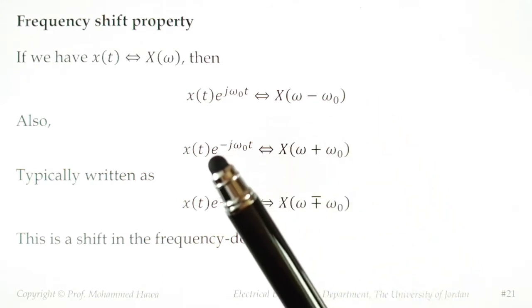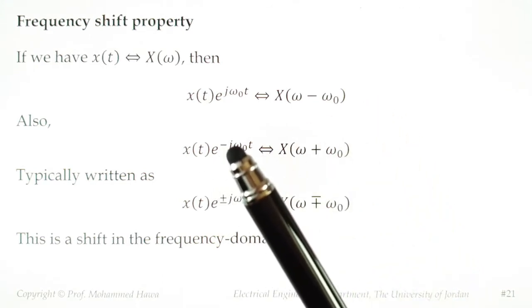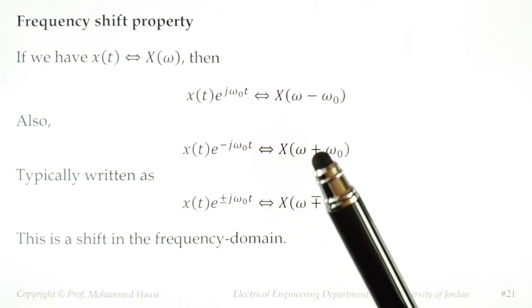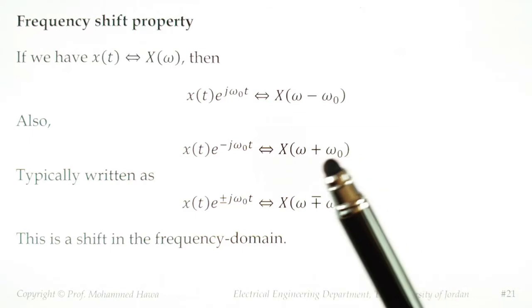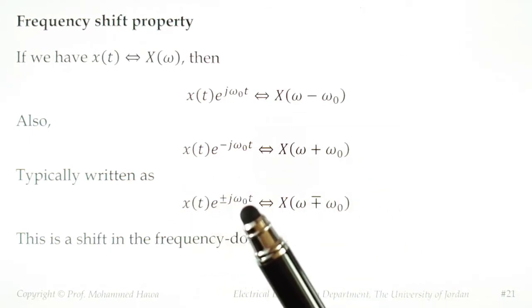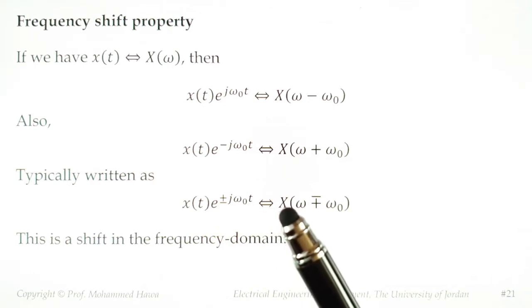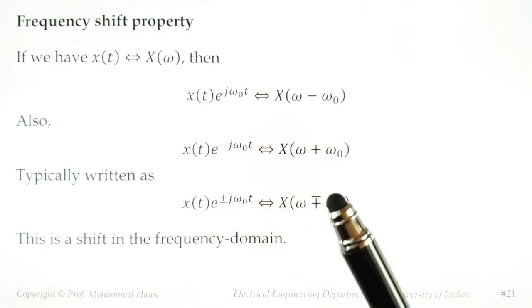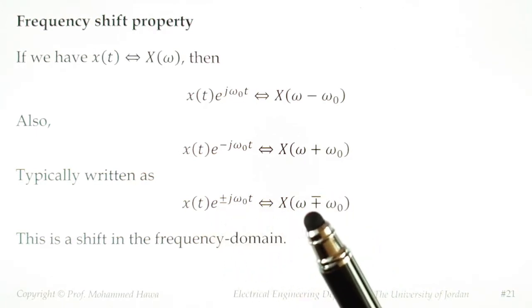Also, if you multiply in the time domain x of t by e to the minus j omega naught t, what you're going to get is X of omega plus, this time, plus omega naught. Typically, we write this in one line: x of t e to the plus or minus j omega naught t has the Fourier transform of X of omega minus or plus omega naught. Notice here the plus corresponds to the minus and the minus corresponds to the plus. This is of course a shift in the frequency domain. Minus omega naught is a shift to the right and plus omega naught is a shift to the left.